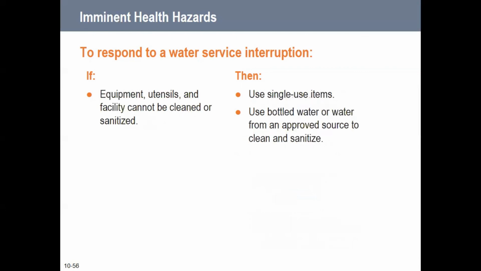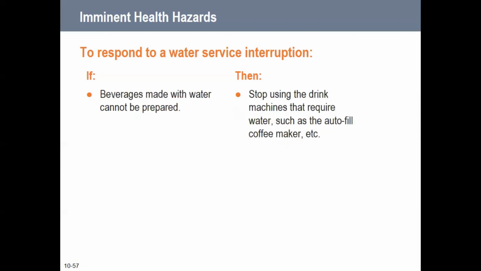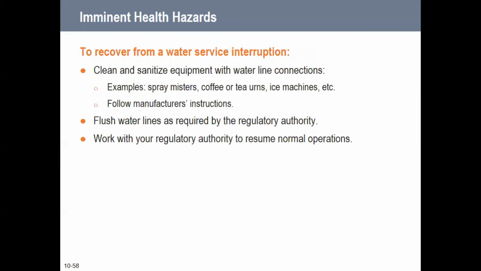approved reputable supplier. If we can't clean or sanitize our utensils and equipment in the facility, use single-use items, so single-use forks and things like that, and bottled water or water from an approved source to clean and sanitize. If beverages made with water can't be prepared, of course, you want to stop using the drink machines, coffee makers, things that are auto-filled as well if the water is not good for us to use. Okay.